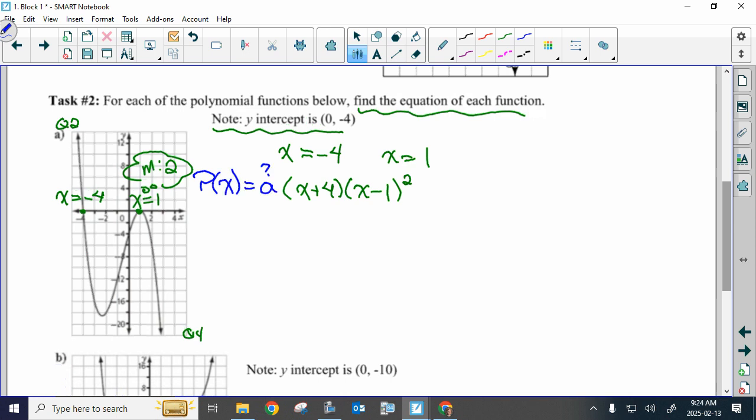Now, Brody made a point of saying, okay, we have an A value. This is when you guys are going to use your algebraic reasoning to algebraically determine A. Okay? So I'm going to give you some other point. And in this particular case, I gave you the y-intercept.